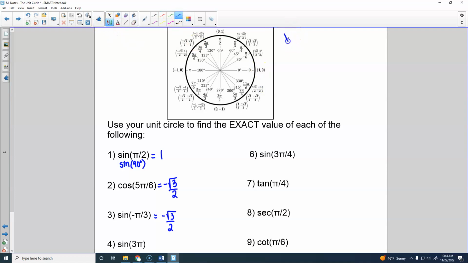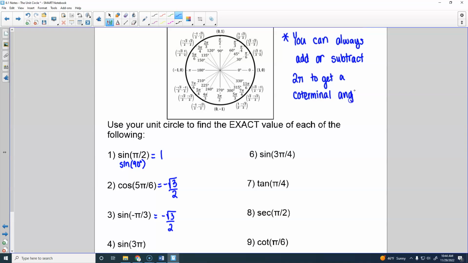So let's make ourselves a note up here. You can always add or subtract 2 pi to get a coterminal angle.